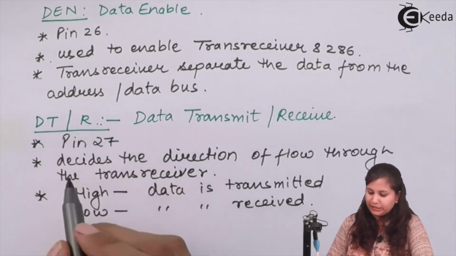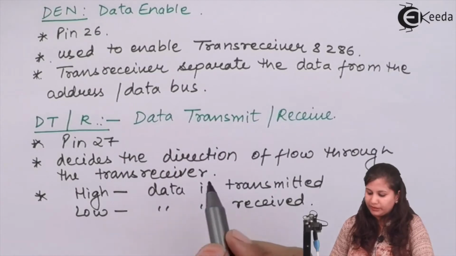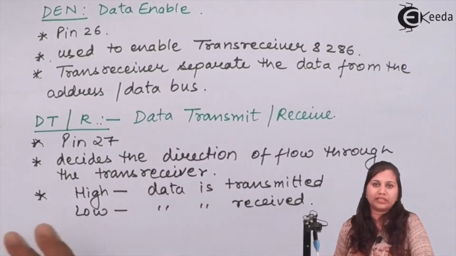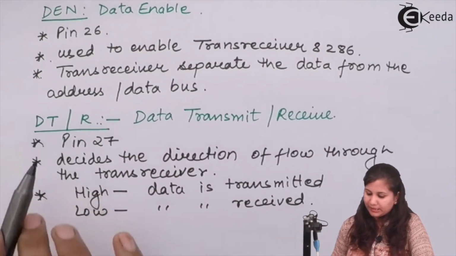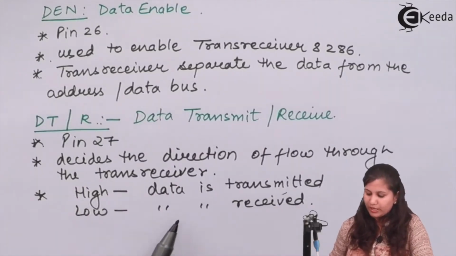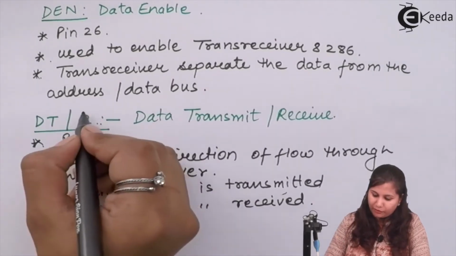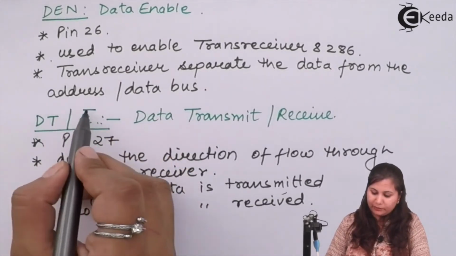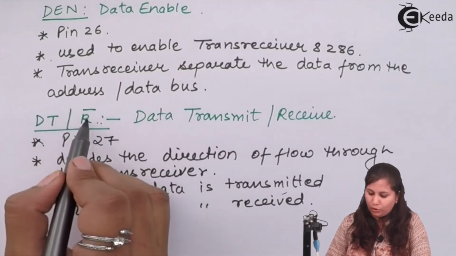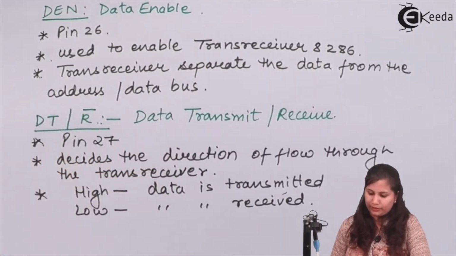This signal is used to decide the direction of flow through the trans receiver, whether the data is transmitted or received. When this signal is high, it means data is transmitted, and when this signal is low, it means the data is received. Because on the receive we have a bar, it means that this will be active when its value is low, and the transmit will be active when its value is high.